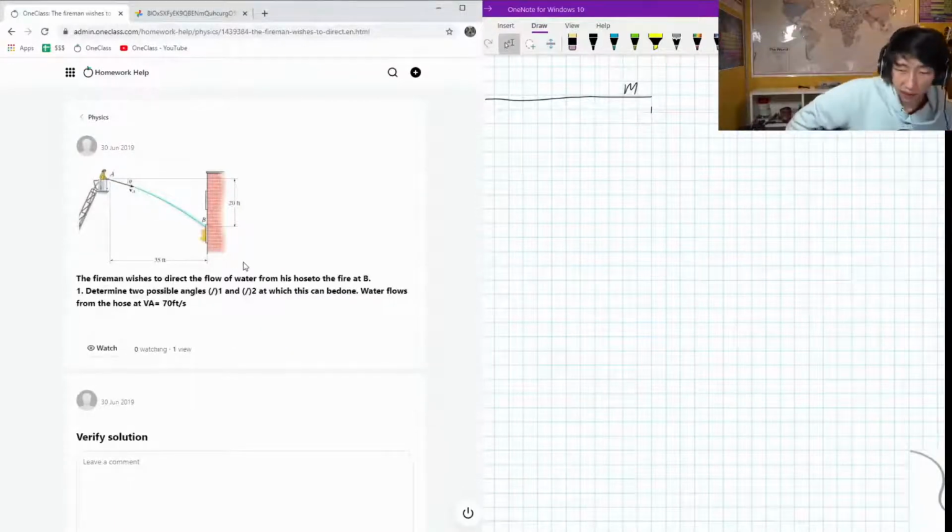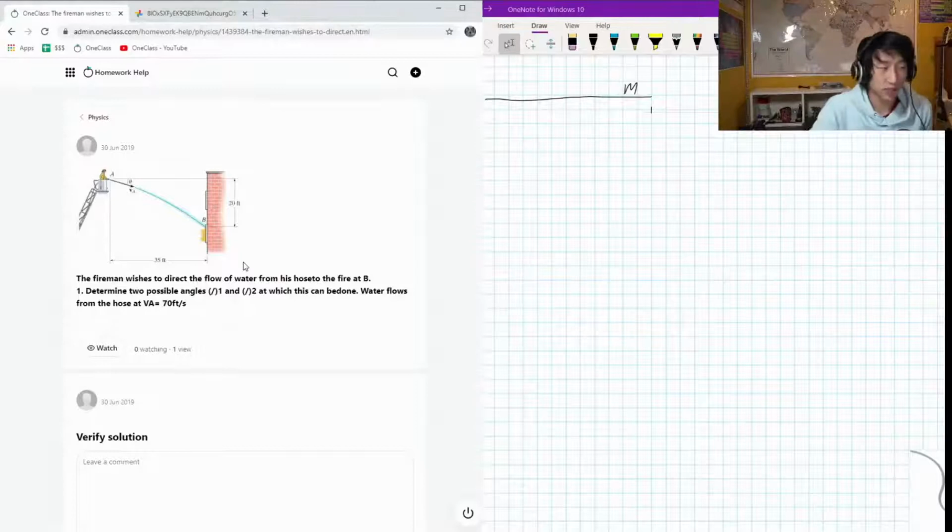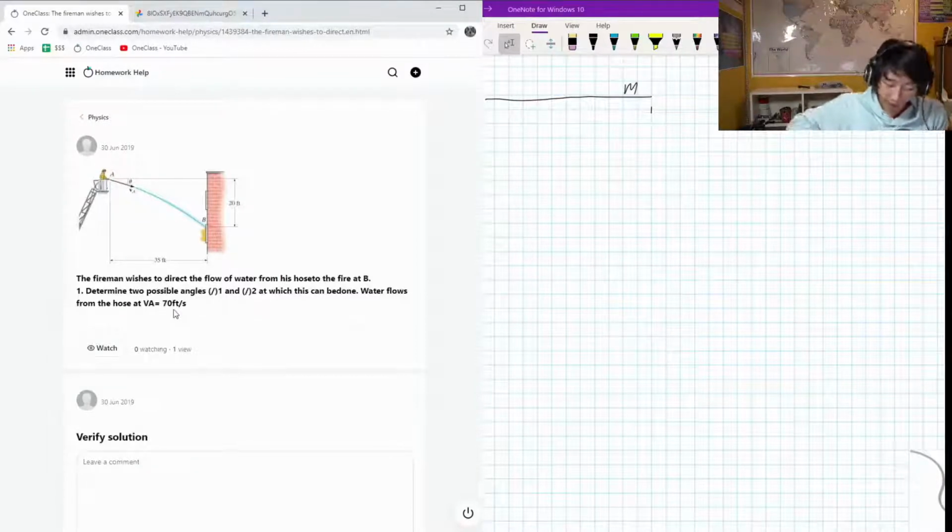Okay, so here we have the next question on the menu today, and it's presenting the following situation where we have a fireman who has a hose and is directing water to fire at this target B, a very hot situation. There are two possible angles at which the firefighter could spray the water and still hit the target at point B. And the velocity of the water is 70 feet per second.